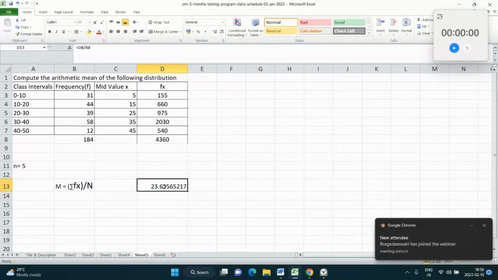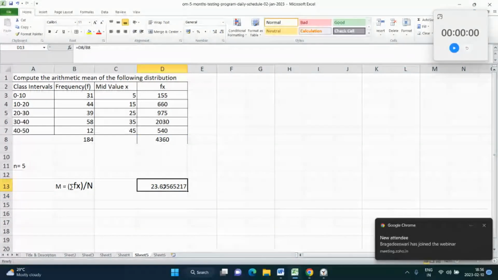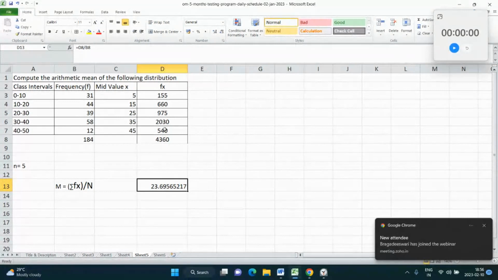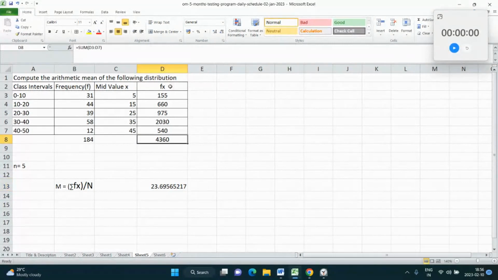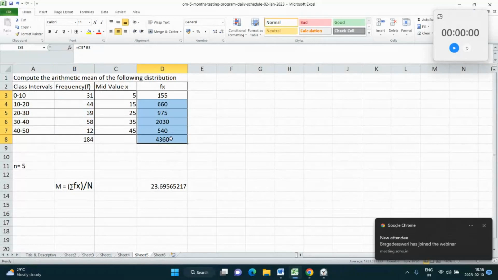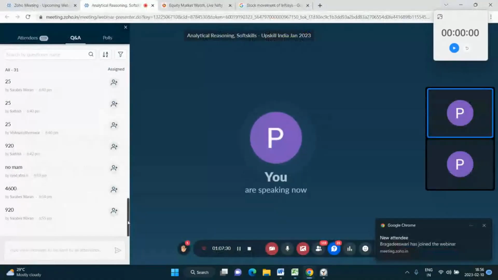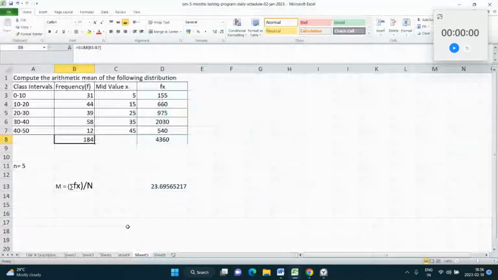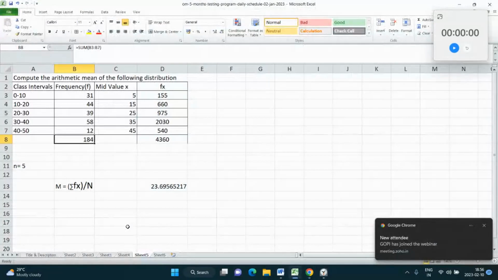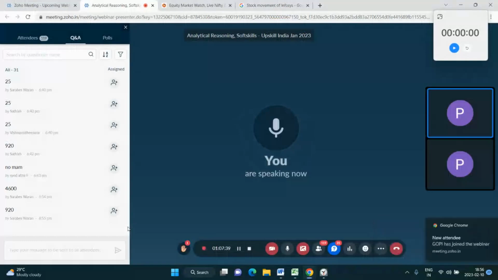This is the answer. 4360 is the f into x. Frequency total is 184. 4360 divided by 184. Others, who got this answer? Who got this same answer? 23.6. How many of you got it?